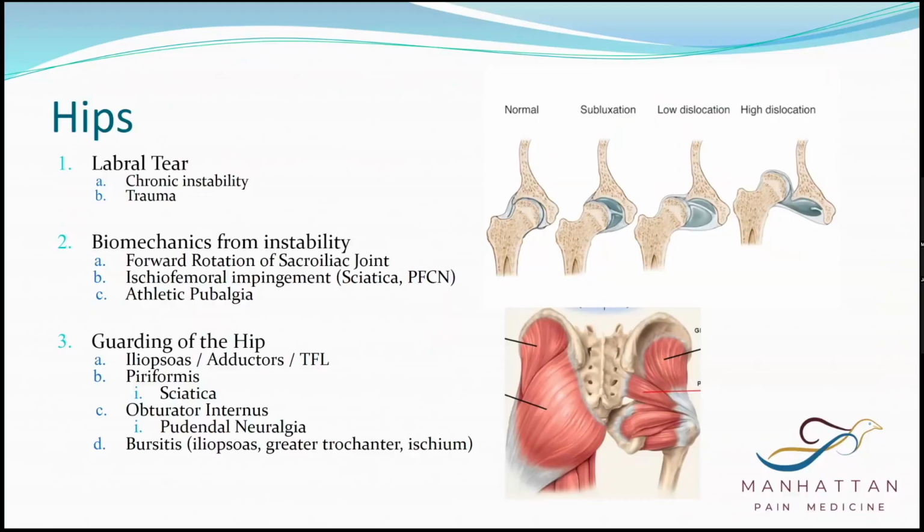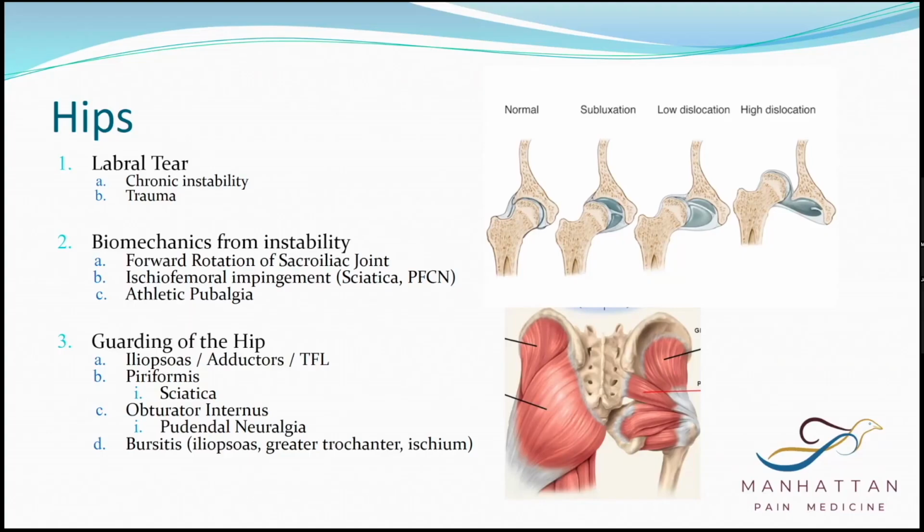those with hypermobility. So labral tears can be just from the chronic instability, just from the hip bobbing around in the socket, pulling on the labrum, bumping the labrum, irritating the labrum, or it can be from trauma with dislocation. And of course, the trauma will worsen the hypermobility.